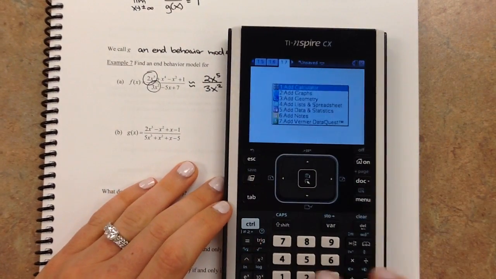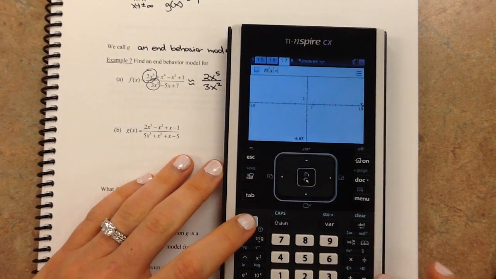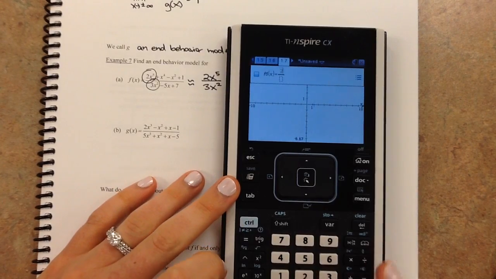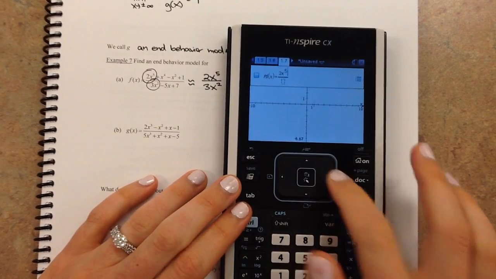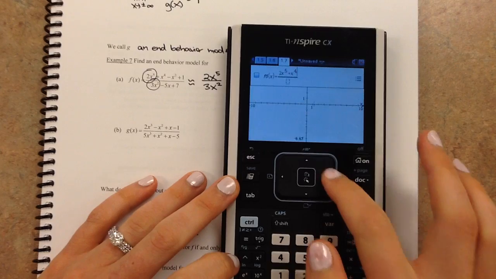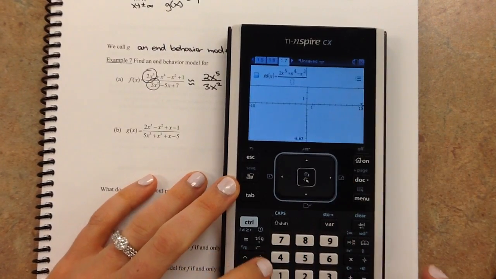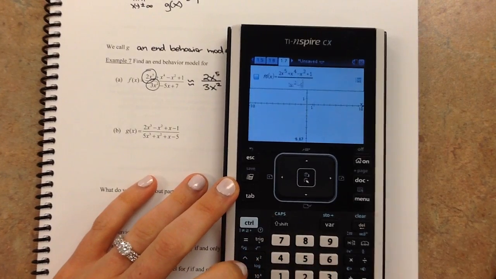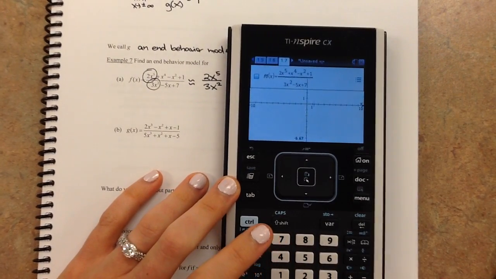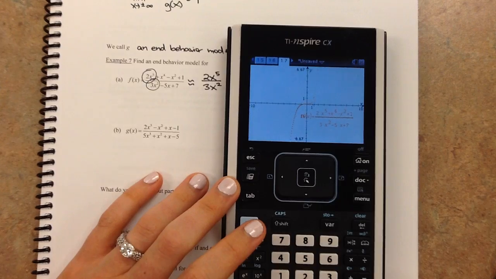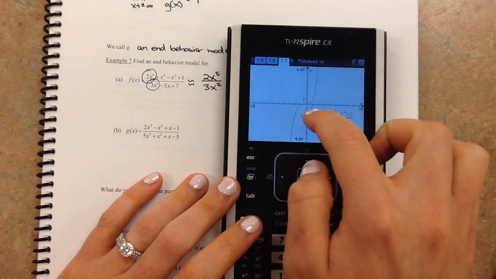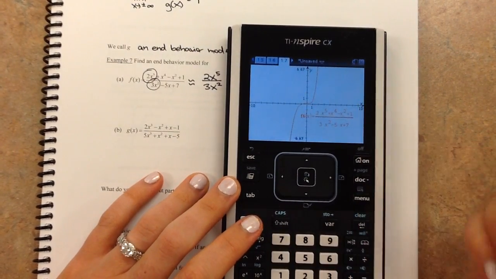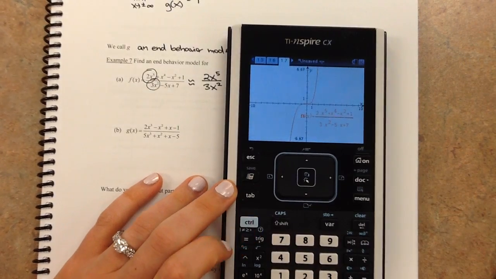So I will show you. This is just something that I can show you. You don't have to plug this in too. So 2x to the 5th plus x to the 4th minus x squared plus 1, and then in the denominator, 3x squared minus 5x plus 7. So that's the first graph. Now, we don't care what's going on in here. We care what's going on at the ends. Big positive and negative values of x.